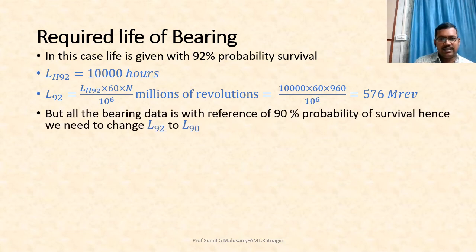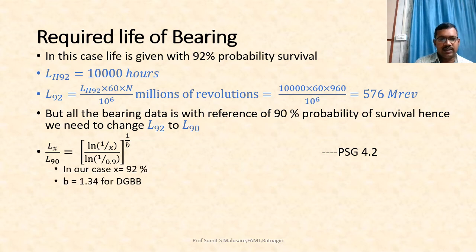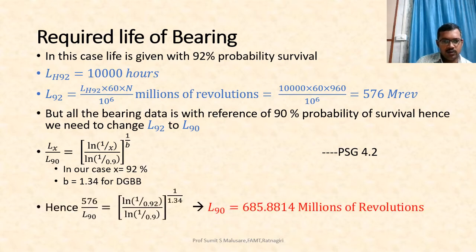Next, I need to convert this value of L92 to L90, because the data with reference to all bearings is with reference to 90% probability of survival. So this standard formula is given on PSG 4.2 for the conversion, where X is any probability other than 90%. In our case X is equal to 92 and the value of B is equal to 1.34 for deep groove ball bearing. If I put all the values, then I will get a value of L90 as 685.8814. See, as the probability drops down, it means that life will get increased.